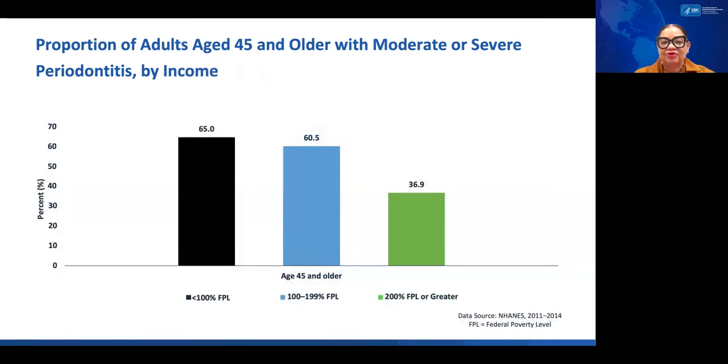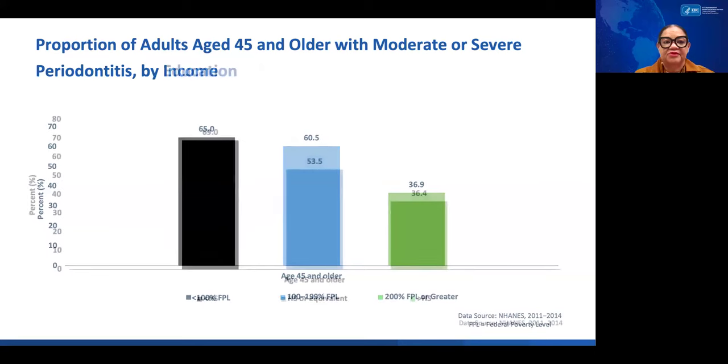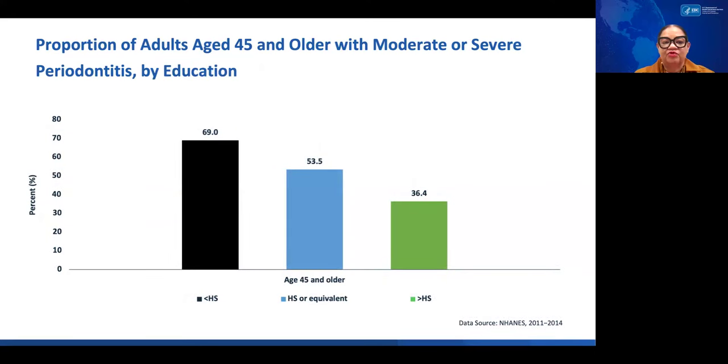And then a similar pattern when you look at it by income, the federal poverty level. Next slide. And then again with education. So all of these factors, you may ask, why am I focusing on the race, ethnicity, and education and federal poverty level? All of these things can be used to help shape program development and implementation. You want to know where the greatest need is.